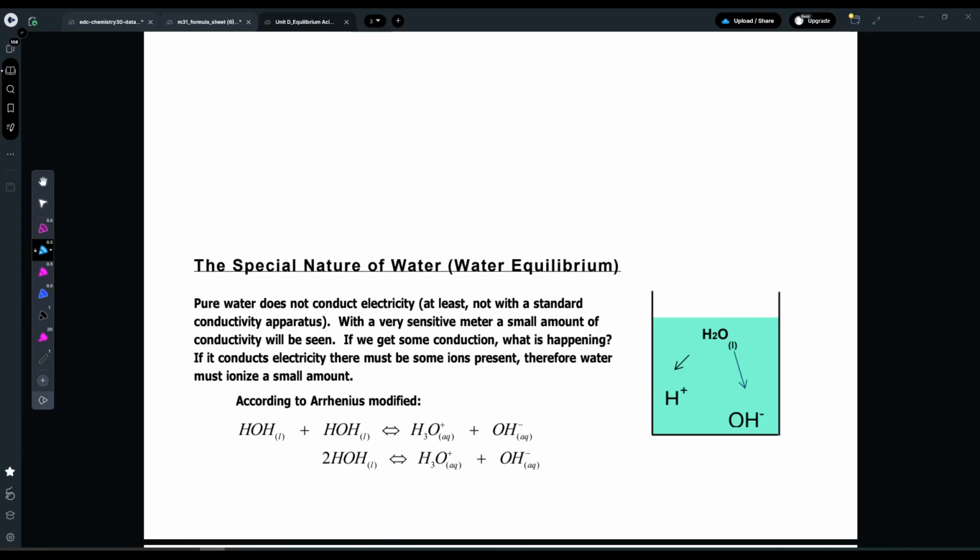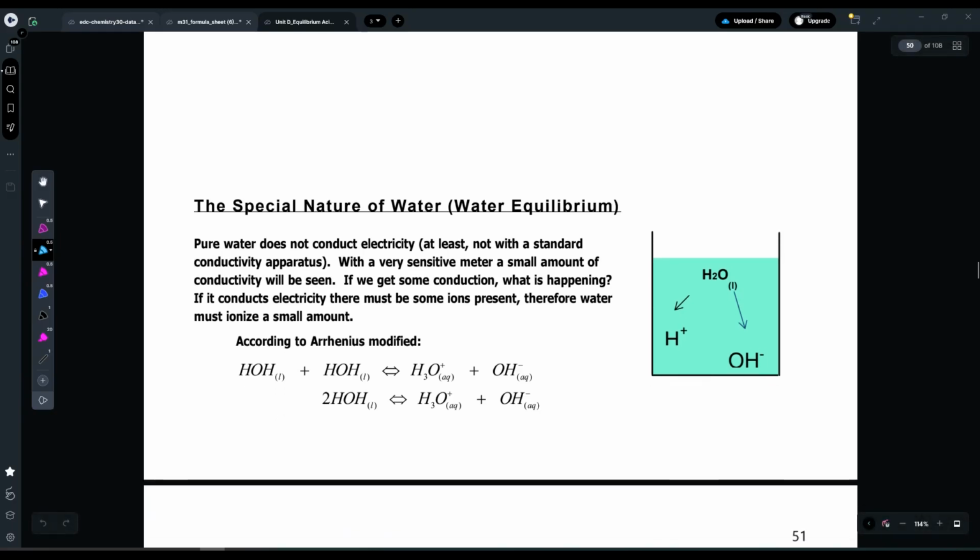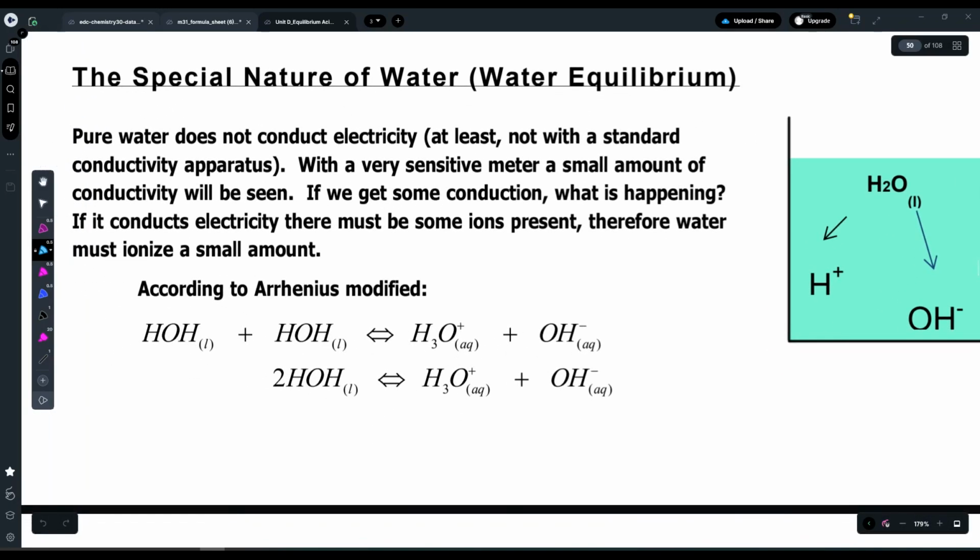So if we get some conduction, what on earth is happening here? If water conducts electricity, then there has to be some ions present. Therefore, we can conclude that water must ionize a small amount. According to an Arrhenius modified reaction, this is what it would look like. We have two water molecules reacting together to produce hydronium and hydroxide.